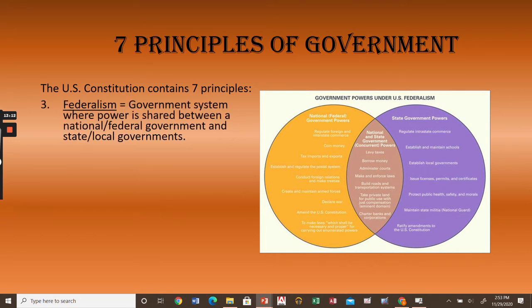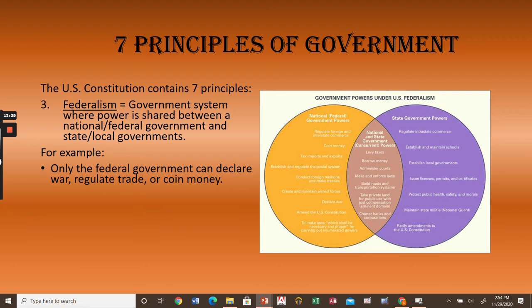All right, the third principle is federalism. Federalism is a government system where power is shared between a national or federal government and state or local governments. For example, only the federal government can declare war, regulate trade, or coin money. Okay? States can't do this. States don't have their own money. We don't have 50 different currencies in this country. States don't get to make their own rules about regulating trade.